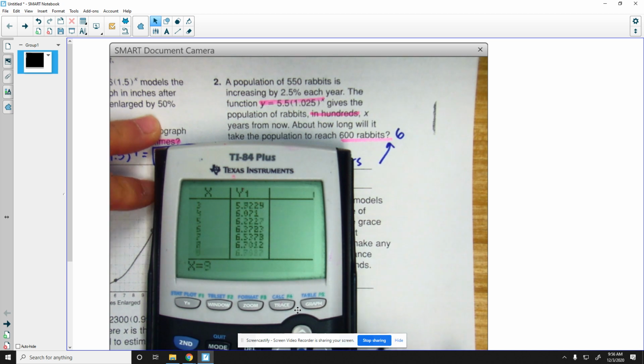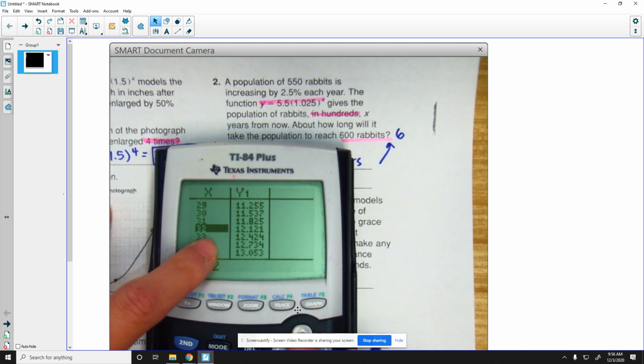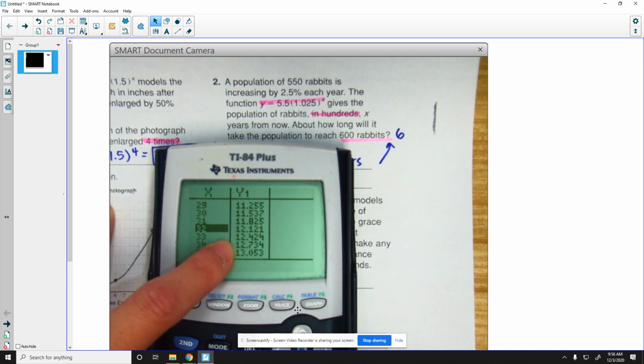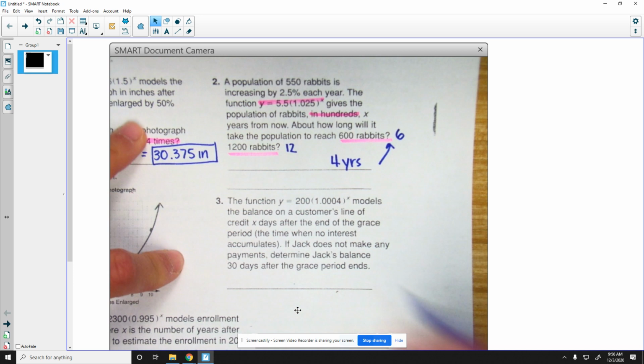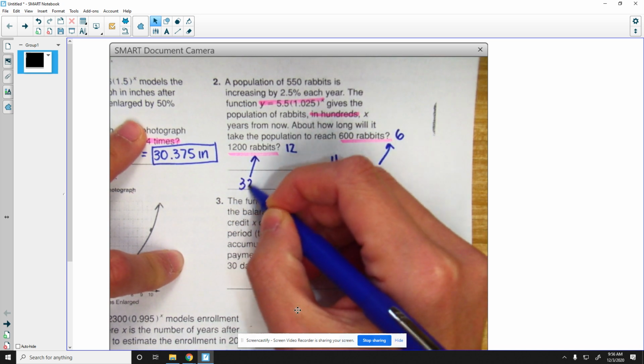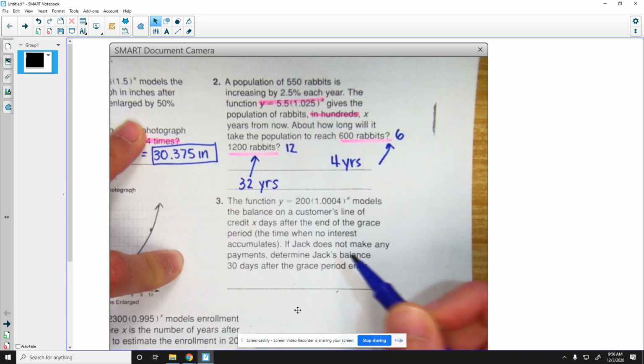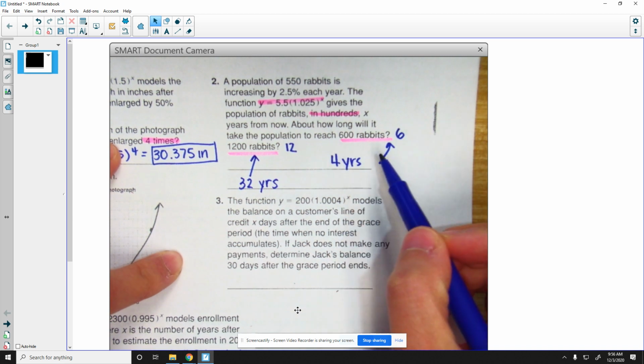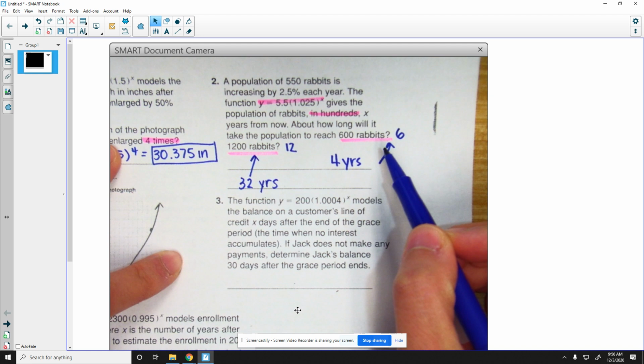32, you said? Oh, I passed it. 12. Okay, yeah, so 32, right? Because 31 is 11.82. So 12 is 32. So that would be 32 years. The tricky thing about this, guys, is it's not always just plug and chug anymore. You kind of have to read your situation to see what you're trying to look at.